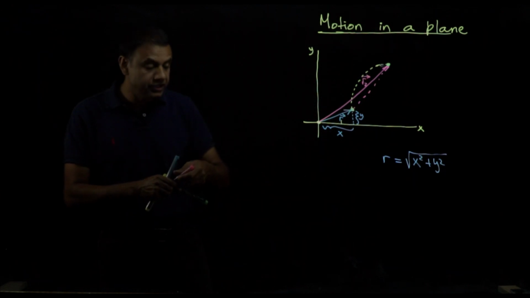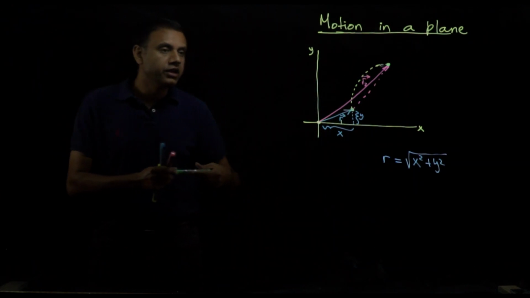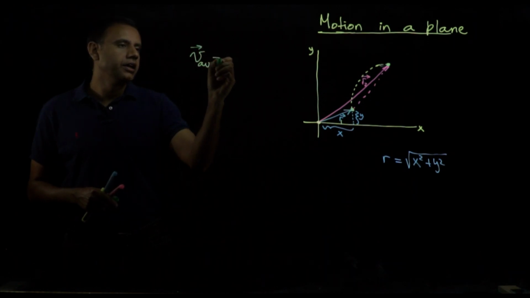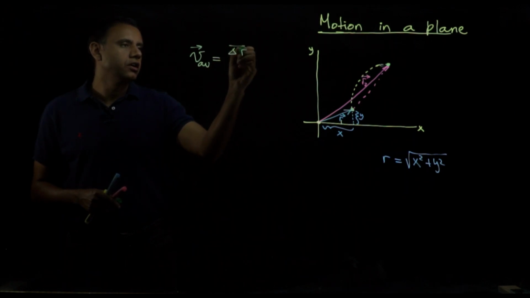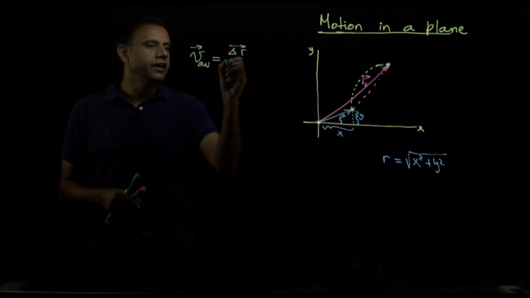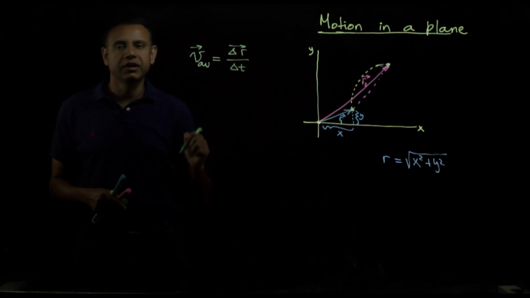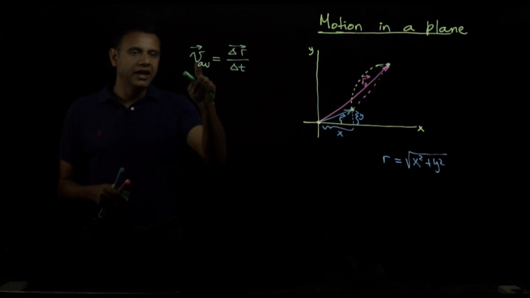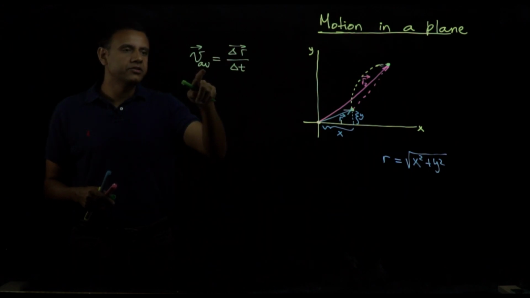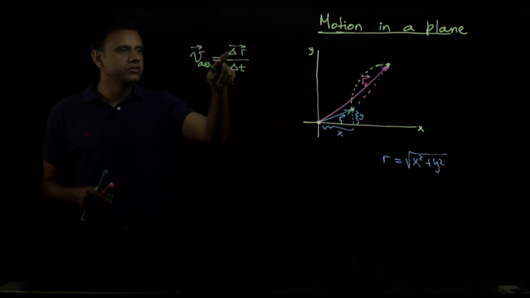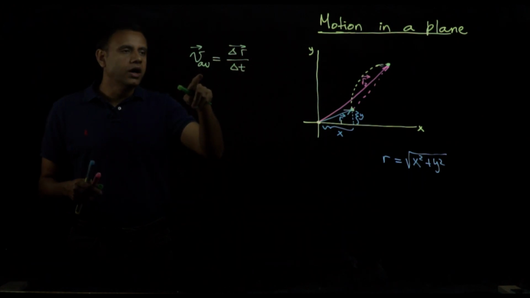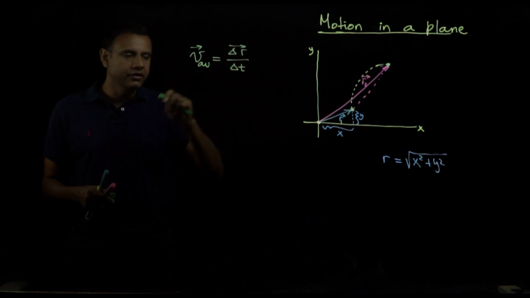So if we just calculate delta r over delta t, then we can write the average velocity. So v average is equal to delta r, the difference between these two vectors, r1 and r2, divided by delta t. Okay, so that's how we calculate the average velocity. You can actually calculate the components of this average velocity by just writing v average in x equal to delta x divided by delta t, and v average in y is equal to delta y over delta t.